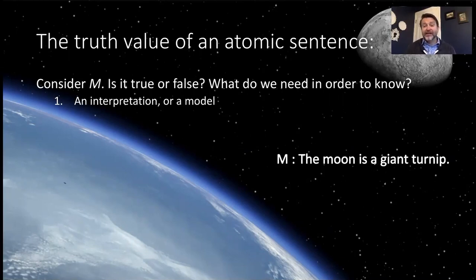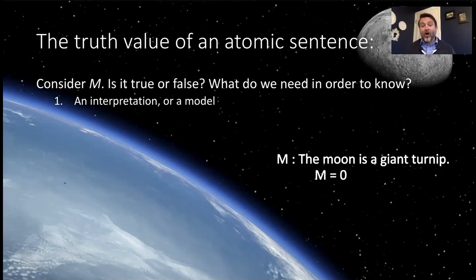Instead, M could mean the moon is a giant turnip. And so what if M stood for the moon is a giant turnip? Well, then would it be true or false? Well, the answer is in that case, M would be false, right? So clearly we need an interpretation. We need something that tells us what M stands for to understand its truth value, to understand whether or not it is true or false.